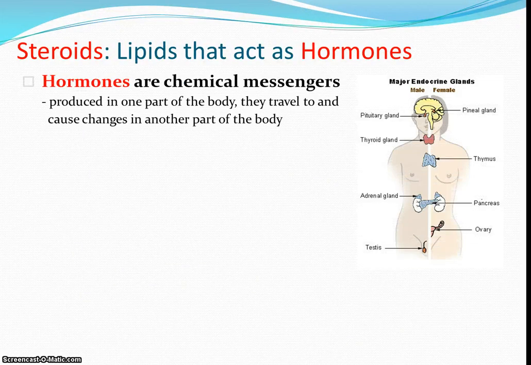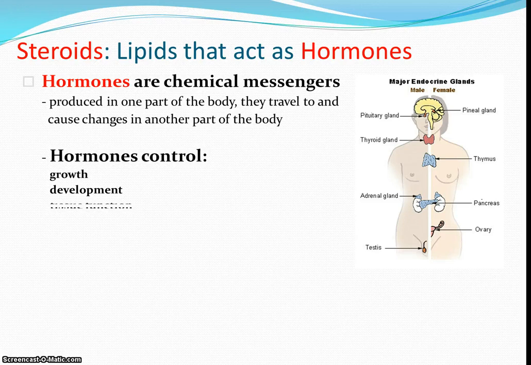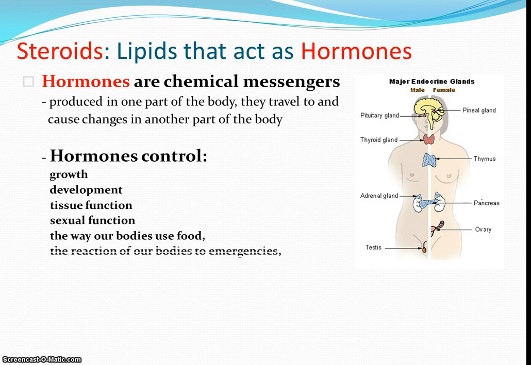Okay, so hormones are chemical messengers. They're found throughout the body. They're produced by glands, and they're secreted by these glands as well. And they help to control your growth, development, tissue function, sexual function, the way our bodies use food. Okay, if you're lacking some hormones, you may not be able to break down food as easily.